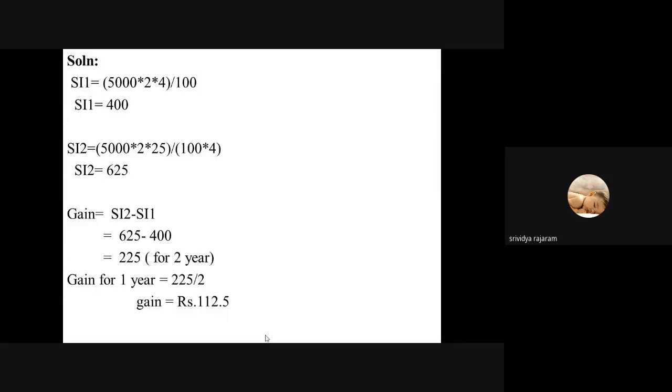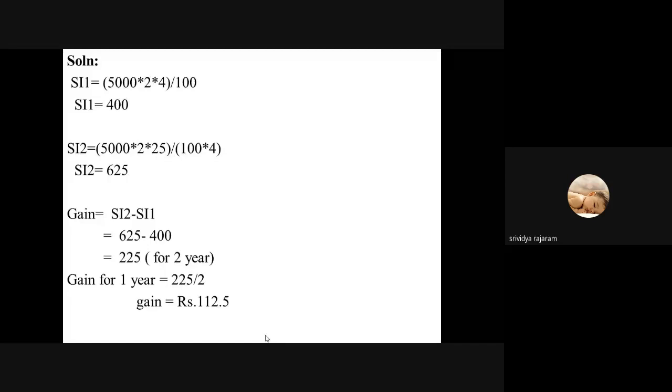So we got the first simple interest and the second simple interest. Now we are asked to find the gain or the profit he would gain. So how to calculate the gain? It is nothing but subtracting those two values, and the amount left is the amount he'll have in his hand as profit. So that is what I'm doing. 625 minus 400 is nothing but 225.